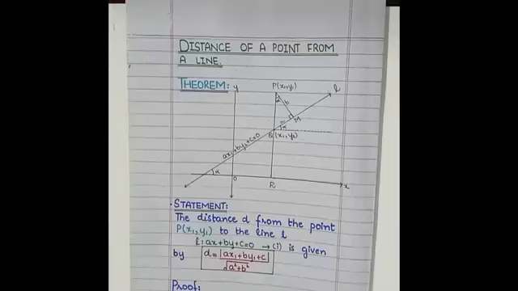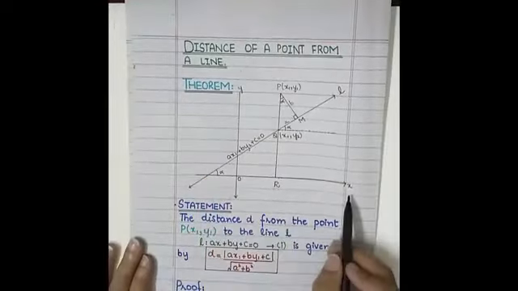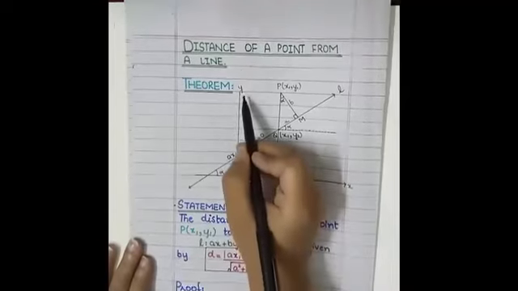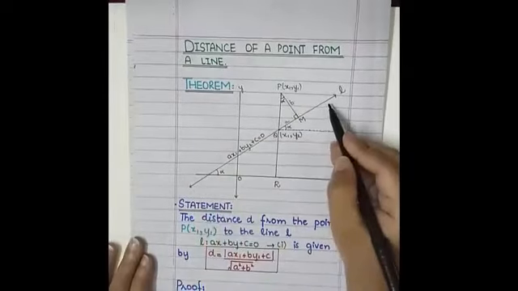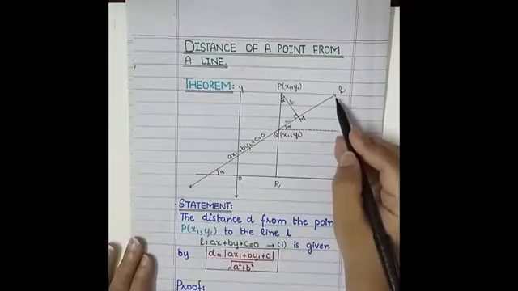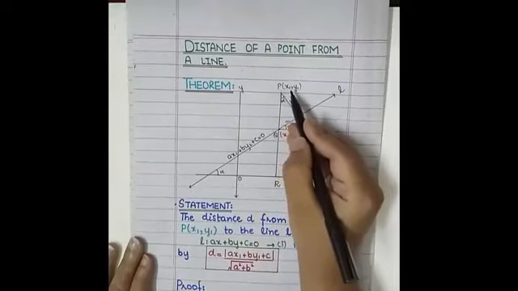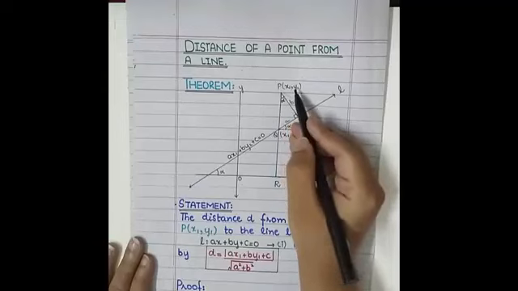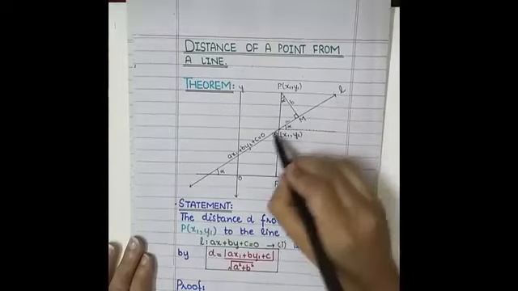Distance of a point from a line. We have a coordinate system in which this represents the x-axis and this line represents the y-axis. This is a non-horizontal and non-vertical straight line L. Also, this is a point P having coordinates x1 and y1. We have to find the distance of this point P from this line.